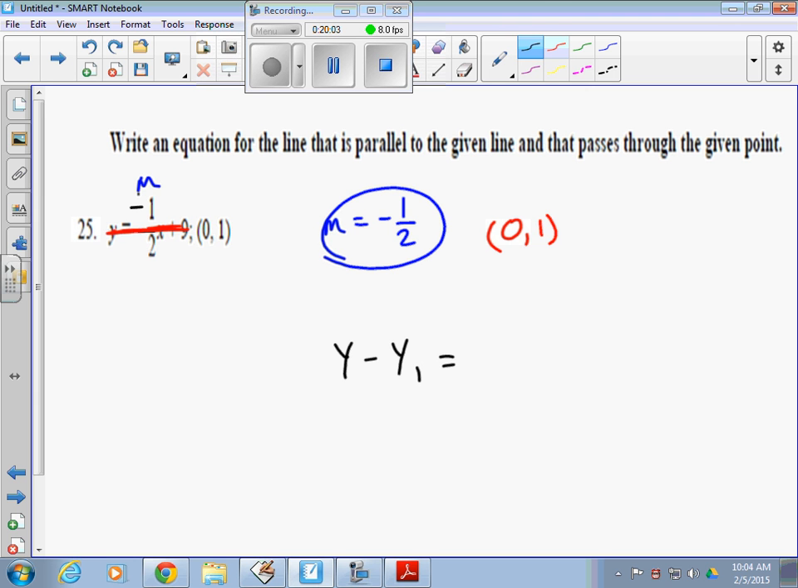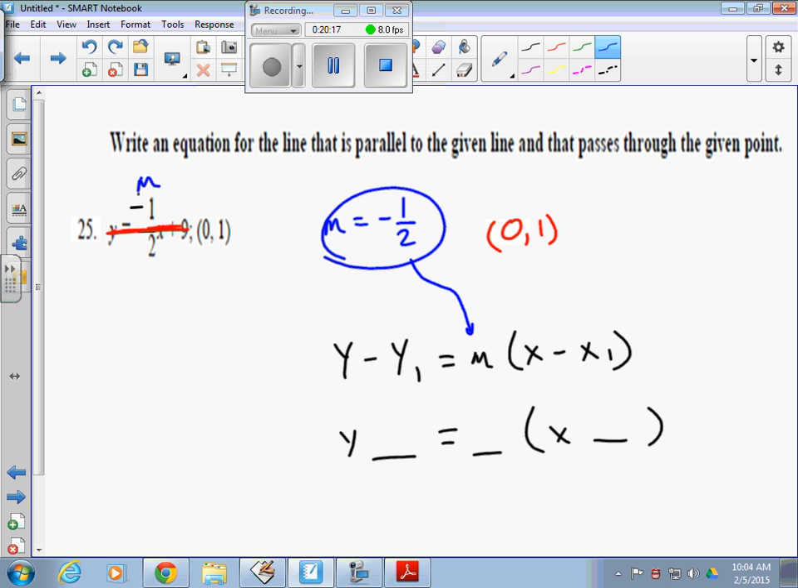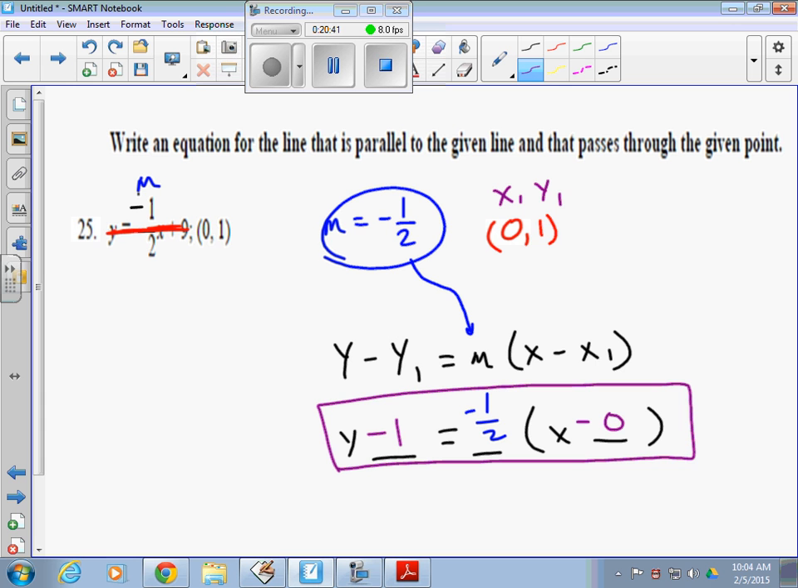Y minus y sub 1 equals m times x minus x sub 1. M's the easiest one to plug in place of itself. You're going to put whatever it says, negative 1/2. The other two are the opposites of what they say. There is no opposite of 0 for x sub 1. So this x sub 1 will just say minus 0. And this y sub 1 will say the opposite of positive 1, negative 1. Y minus 1 equals negative 1/2 times x minus 0.